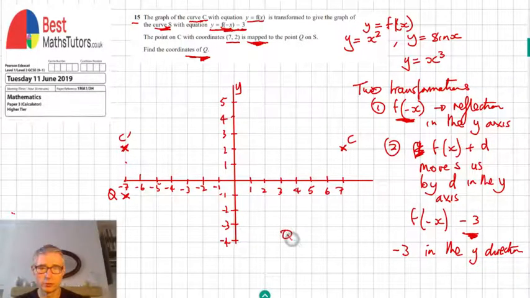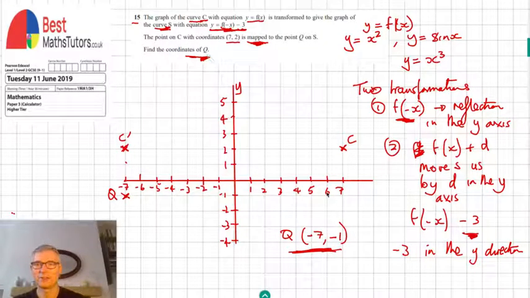So for Q, we give the x coordinate first. It's minus 7 in the x, and then the y coordinate is minus 1. And that's it. That's the coordinates of Q after this transformation.